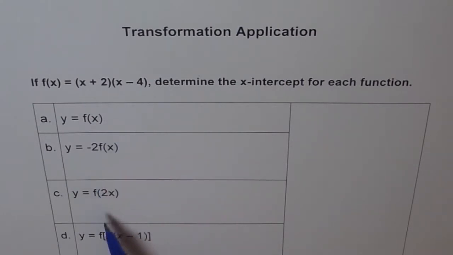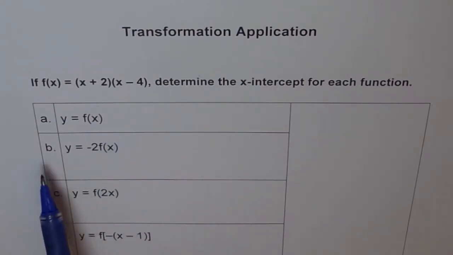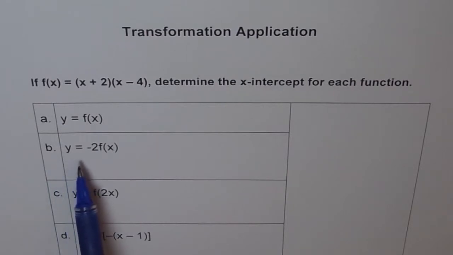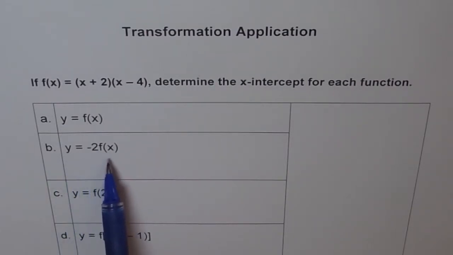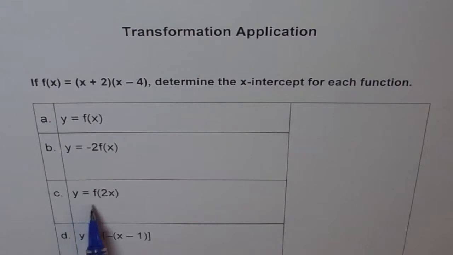Now these are a set of transformed functions. Here we have b, which says y equals minus 2 of f of x. Then we have y equals f of 2x. And then this is another transformed function, f of minus x minus 1. Now, as you can see, when we transform a function, all the points will change. So, we have to see how the x-intercepts change and what are their image points on the new transformed functions in a different way, right?